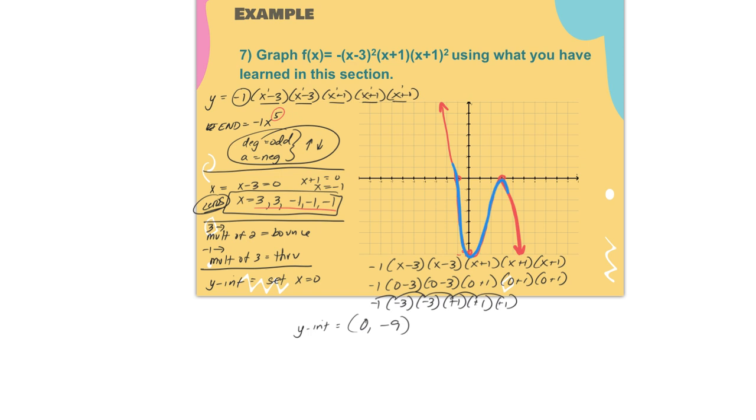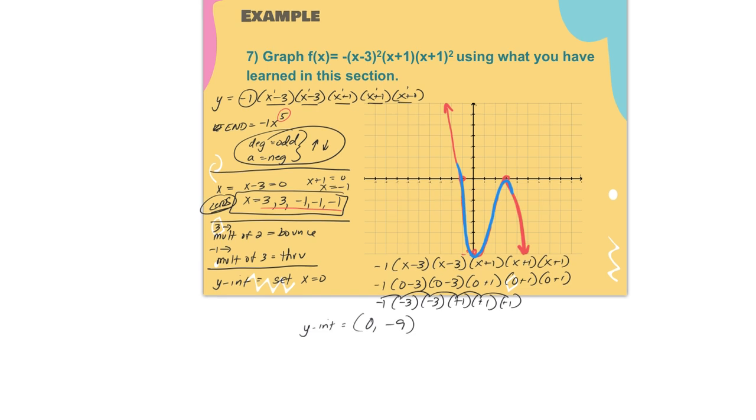Again, I'm not going to ask you to do these intermediate points just yet. Just give me this rough sketch. So I should see on my graph the ends, I should see the zeros, and I should see the y-intercept, okay?